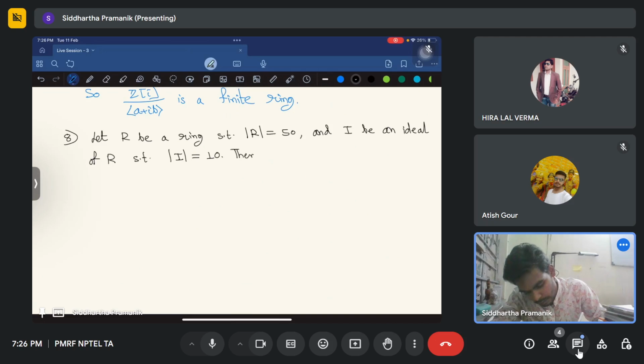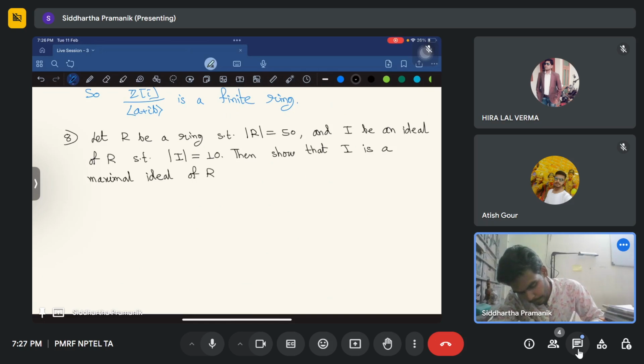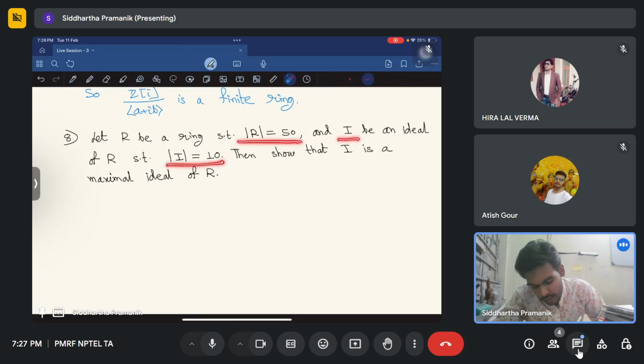Then prove that I is a maximal ideal of R. So you have a finite ring whose cardinality is 50, and an ideal whose cardinality is 10. Then you have to prove that the ideal is a maximal ideal of R.